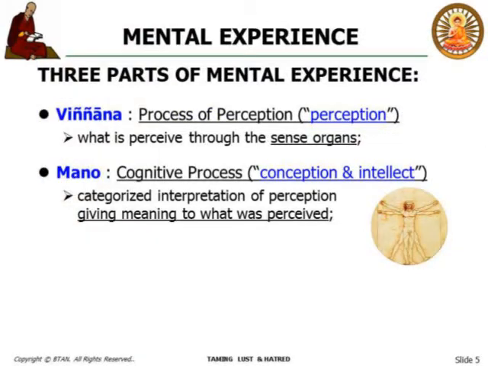And then the next part of the mind is mano, trying to interpret what is this that I have seen, heard, smelled, tasted and touched. So this is really known as the cognitive process. The process where it tries to cognize what has been perceived through the sense organs. And this process of cognizing categorizes the perception. So it categorizes the interpretation of the perception, and then we begin to give meaning to it.